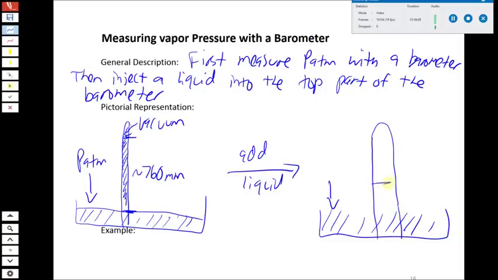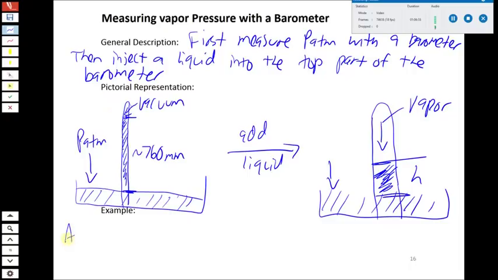And what you also have then is the vapor pressure opposing that. So our vapor pressure here. Because when we inject the liquid in the top part, there's going to be some vapor from that liquid that's going to push down on the mercury, and you're going to have this decrease in the height. And so you have a new height here, H, that's going to be different than the initial because you have vapor pressure that opposes your atmospheric pressure.